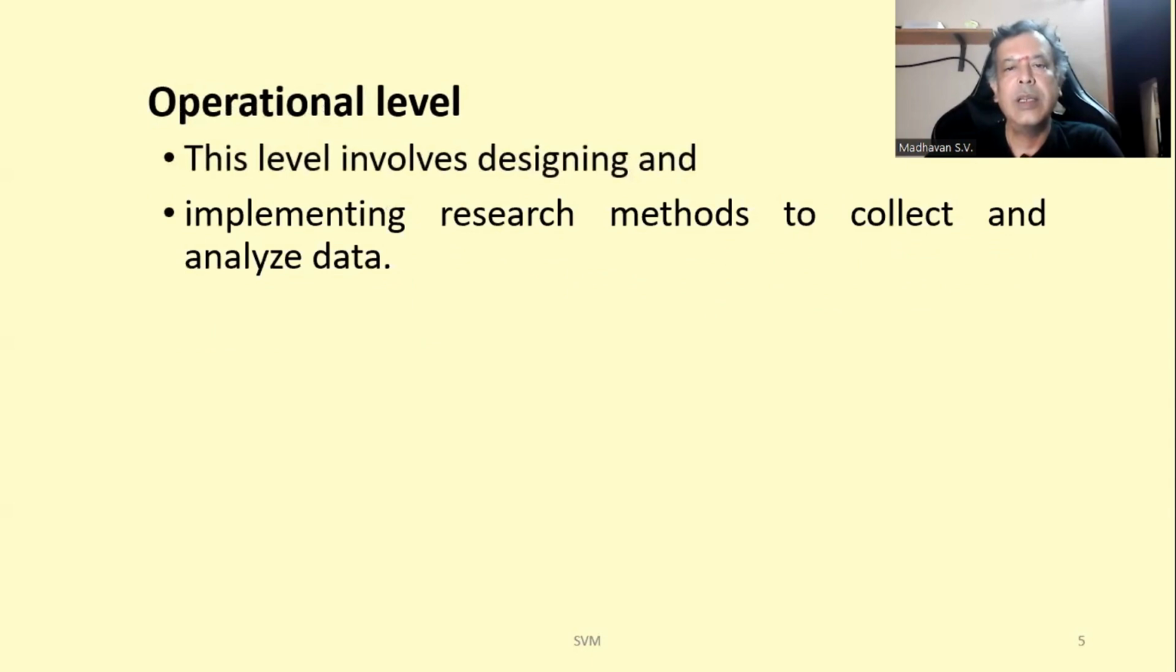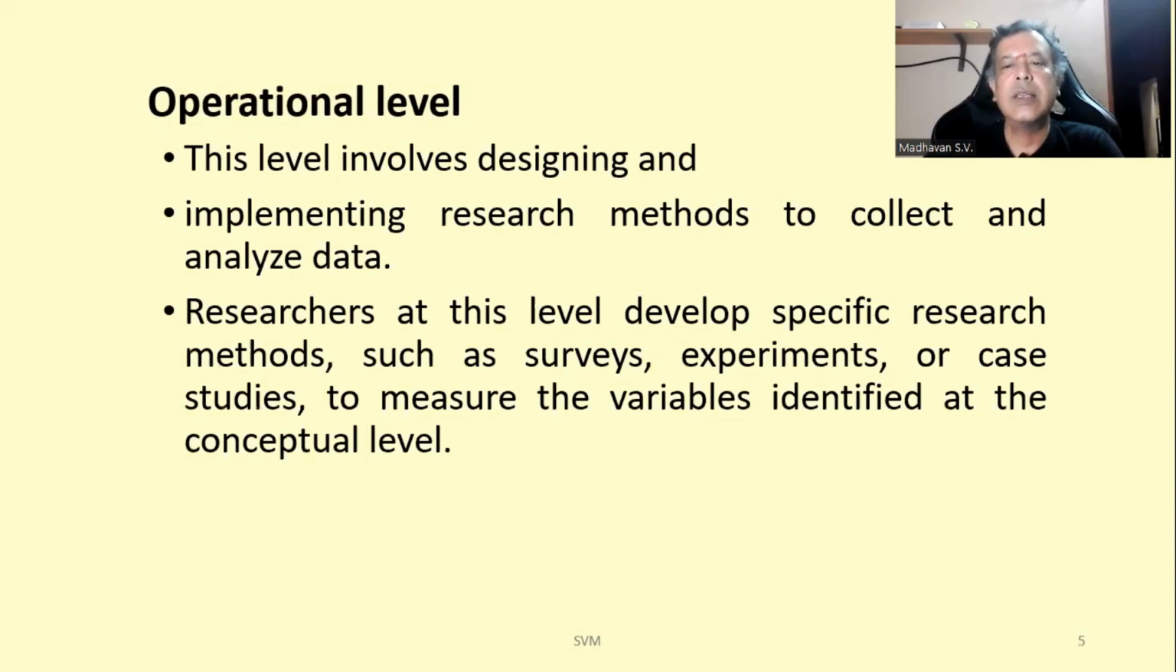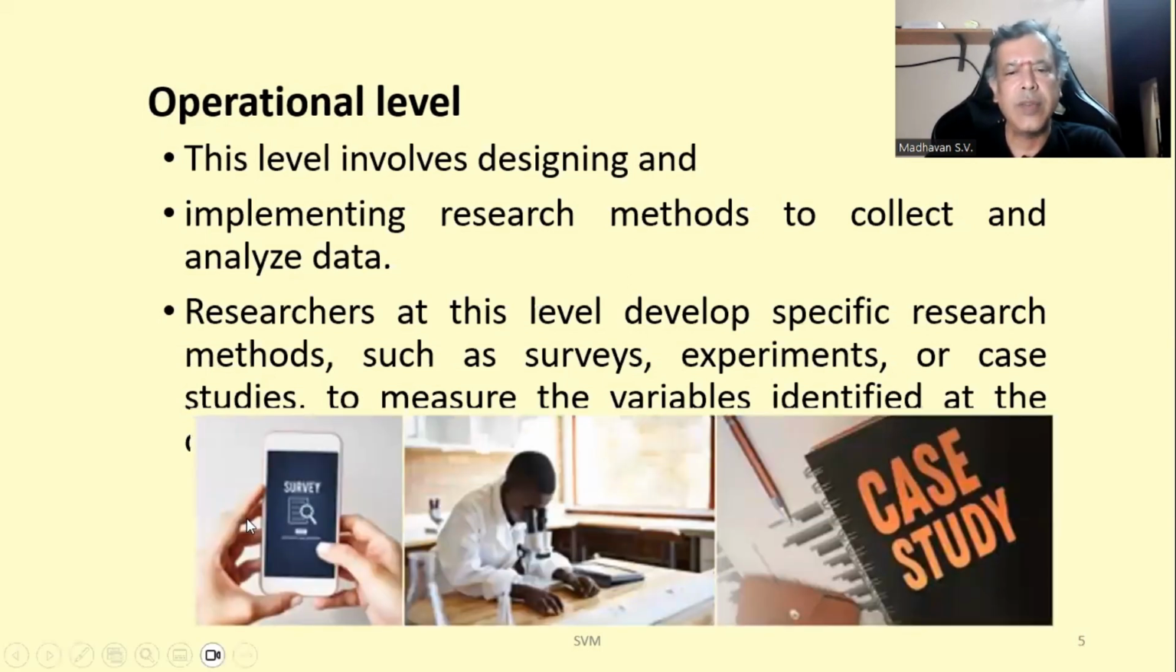The operational level involves designing and implementing research methods to collect and analyze the data. So once we decide on our topic, we are clear with our concept. The initial theory is clear, the theoretical framework is clear, the conceptual level is clear. Then we move into the operational level, where we actually implement the research methods and collect and analyze the data. At this level, specific research methods are used, such as surveys, experiments, and case studies, in order to measure the variables we identified in the conceptual level. So here, a survey, some sort of experiment, or a case study.